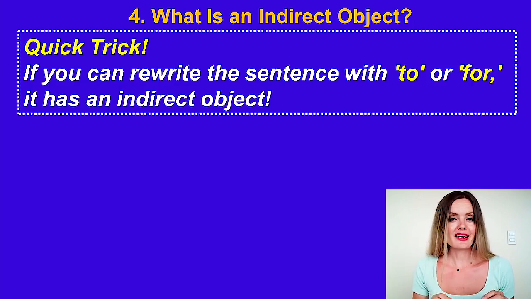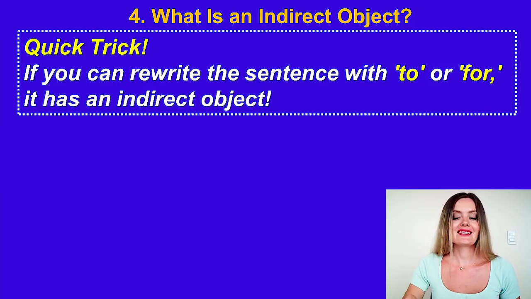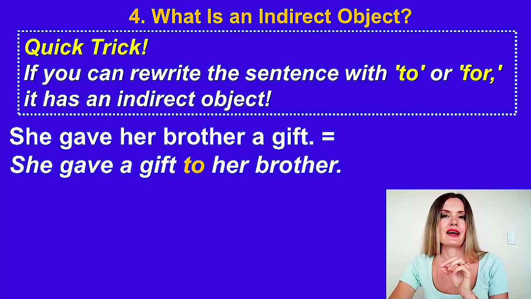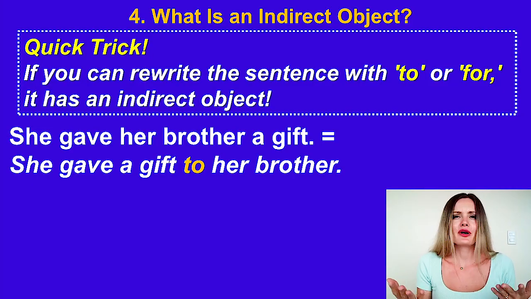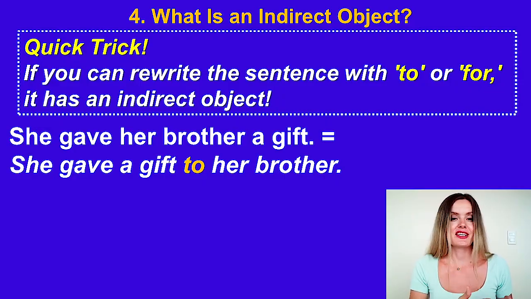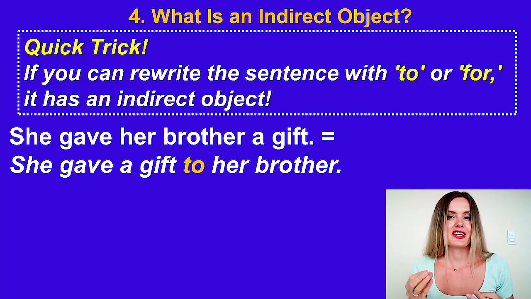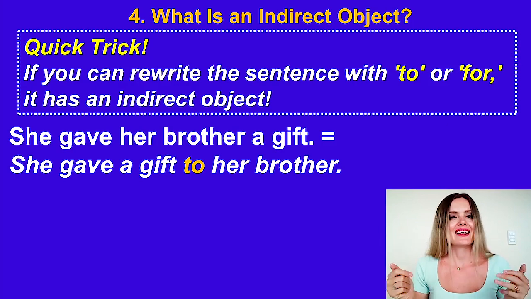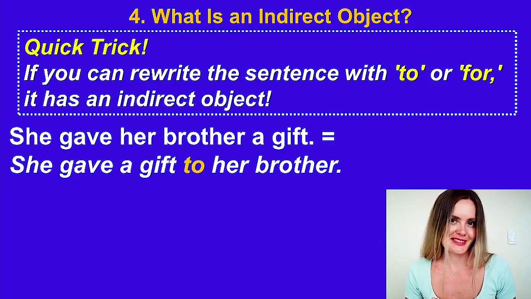If you can rewrite the sentence with to or for, it has an indirect object. She gave her brother a gift. Now, we can rewrite this sentence as she gave a gift to her brother. So what do you think? What is the indirect object in these sentences? She gave her brother a gift. She gave a gift to whom? To her brother. That's why her brother is an indirect object.